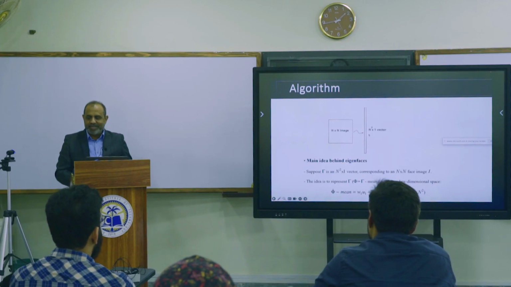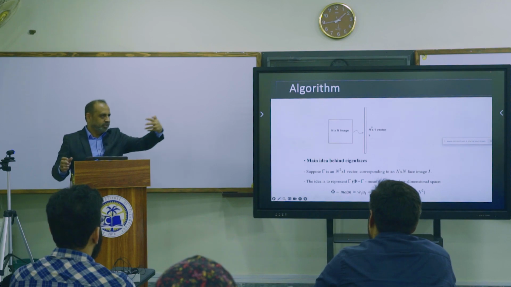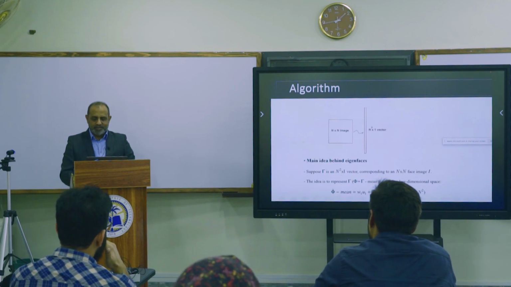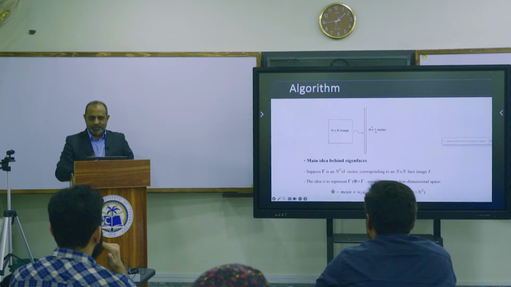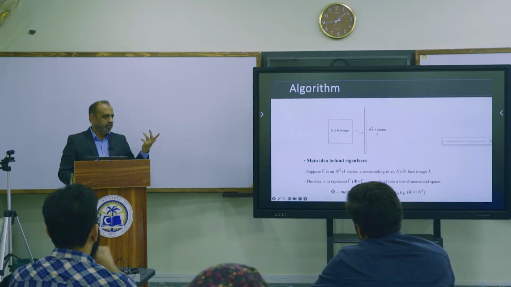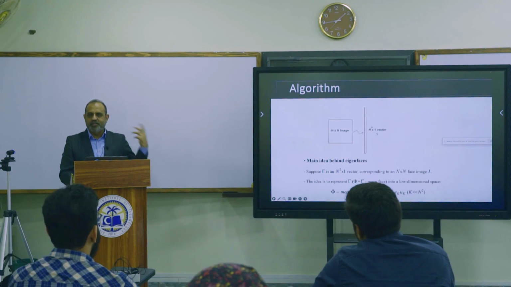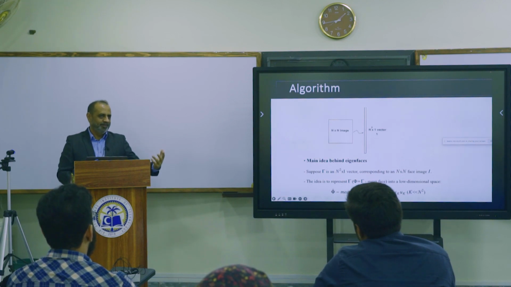Now, to find the eigenvectors and eigenvalues, you convert every image in the database, or the training set that you have, into a one-dimensional vector. So it becomes a feature, like the price of the apartment is a feature. But it is going to have n square values, meaning n square samples. So this is one feature vector, which has how many values? N square values. If it is a 100 by 100 image, it is 10,000 values.